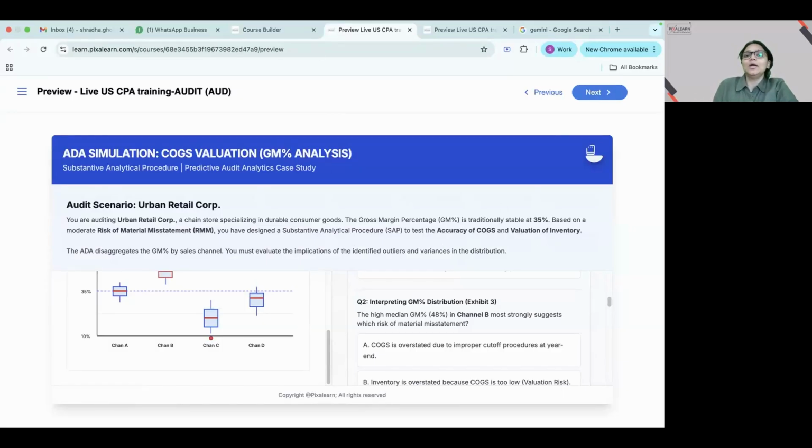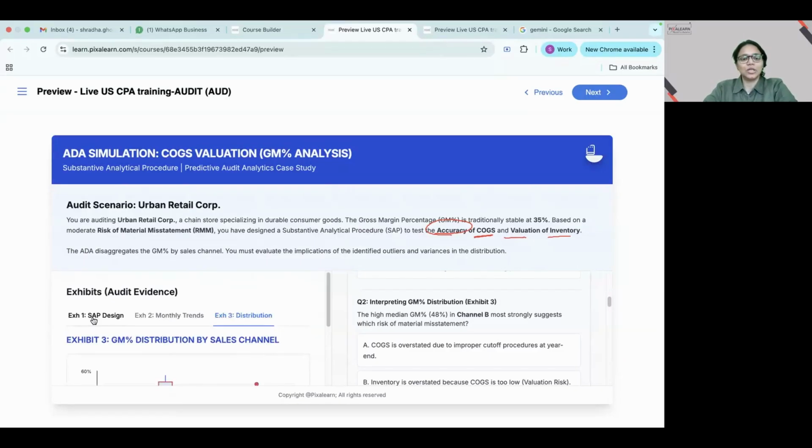So what you're doing, you've already assessed the risk of material misstatement, and depending on that, now you're performing substantive tests. What kind of substantive test? Analytical procedure. What you're trying to figure out is the accuracy of cost of goods sold and how much the inventory valuation is. Is it over or undervalued? The ADA disaggregates GM percentage by sales channel.